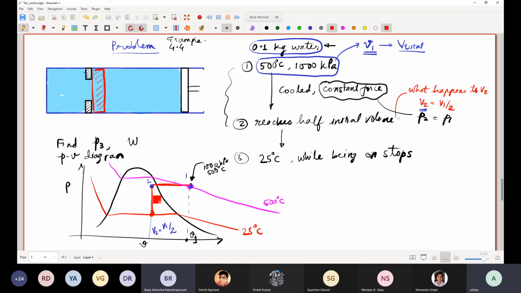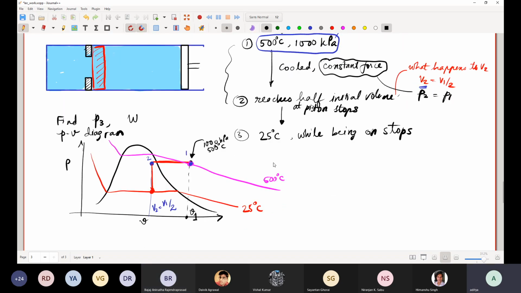So actually, the second step, like when it reaches the half initial value, then we don't know whether the piston is at... No, it is given in the problem that that is where the stops are. In the problem it is said, and it stops. Piston stops. Okay, sir. Okay. So then it starts going to 25 degrees Celsius.